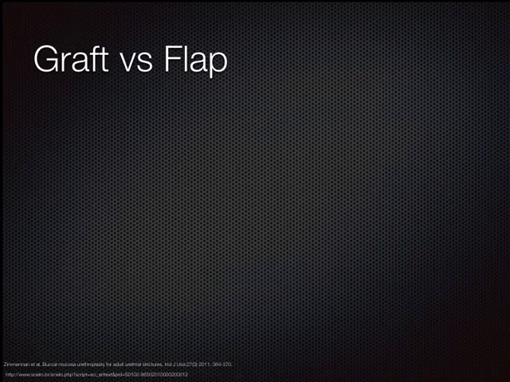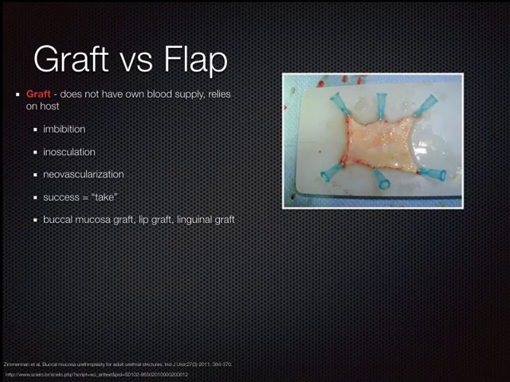So as a quick review, a graft is a tissue that does not have its own blood supply and relies on the host bed for passive diffusion of nutrients in the first 48 to 72 hours through a process called imbibition, followed by ingrowth of vasculature from the host bed called inosculation, and then finally new growth of blood vessels and neovascularization. Success of a graft is termed graft take, and in urethral reconstruction, extragenital skin grafts are almost always preferred, especially with lichen sclerosus, where there can be subtle changes to the penile skin. So the most common example is the buccal mucosal graft, which I'll talk about, but you can also use lip or lingual grafts.